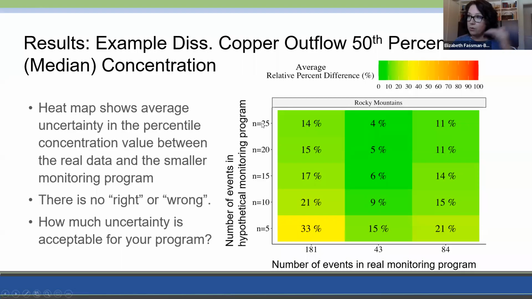Going up, the rows represent the size of our hypothetical monitoring programs. And the number in each box in these rows gives us the average relative percent difference, what we're calling the average uncertainty for the hypothetical monitoring program to represent the real concentration. In this case, we're looking at the 50th percentile or the median concentrations.